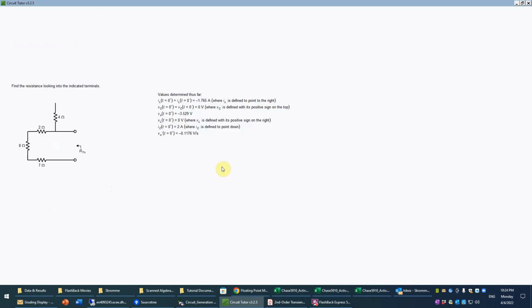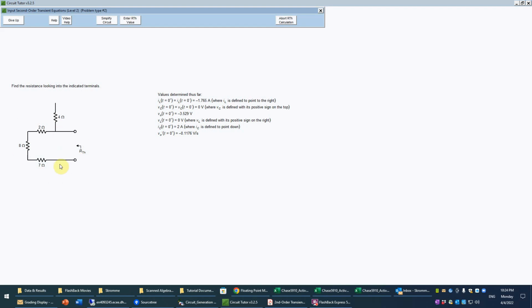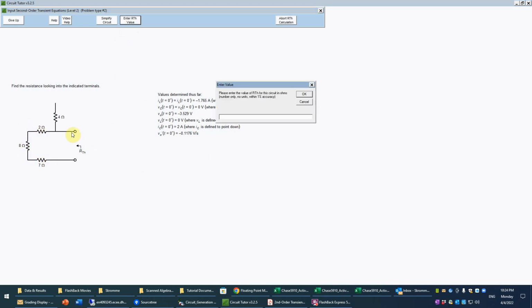And I could go back into the circuit editor now to simplify this, but really I don't probably need to do that, because I can see that this is dangling and doesn't play any role. And since these other 3 are all in series, I can just add their values mentally. So I'm just going to go ahead and enter that value. It's going to be 7 plus 8, which is 15, plus 2 is 17. So I'm just going to enter 17 ohms.